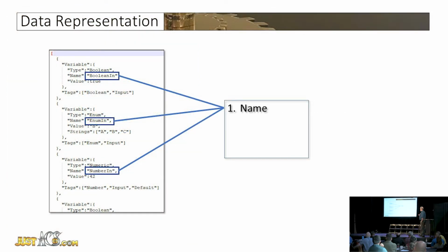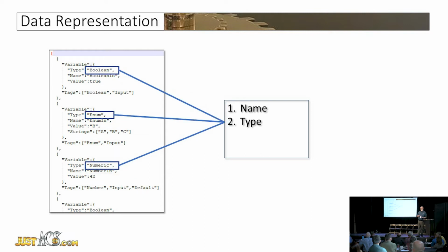Each of my variables has a definition that includes things like the name, or the type of variable. And we support 3 currently. We might support more later. Right now we support 3: Booleans, numerics, and enums, okay? So we specify that type.